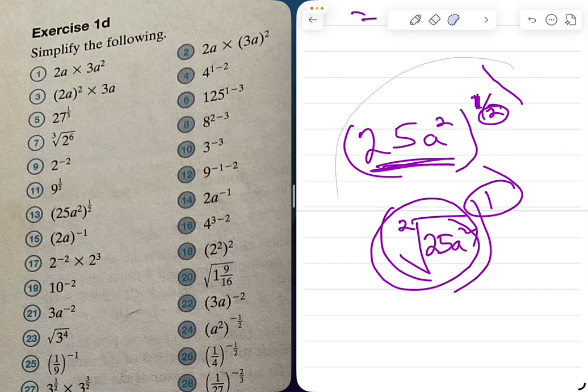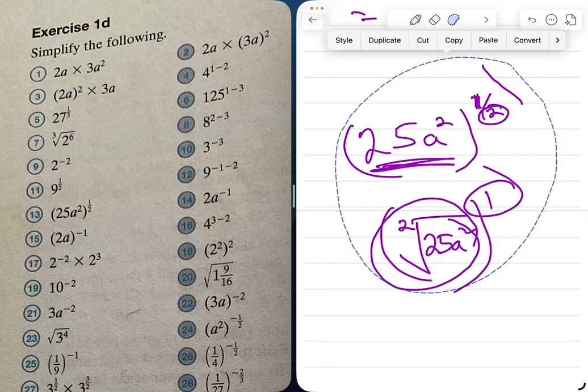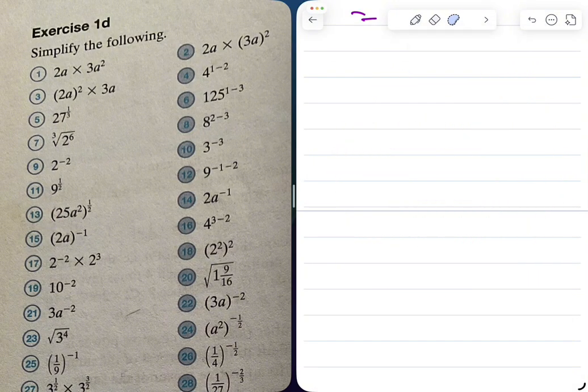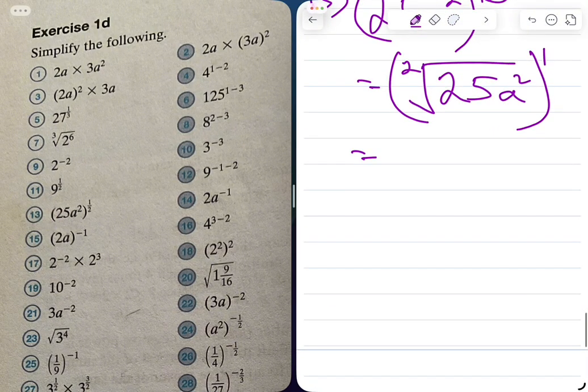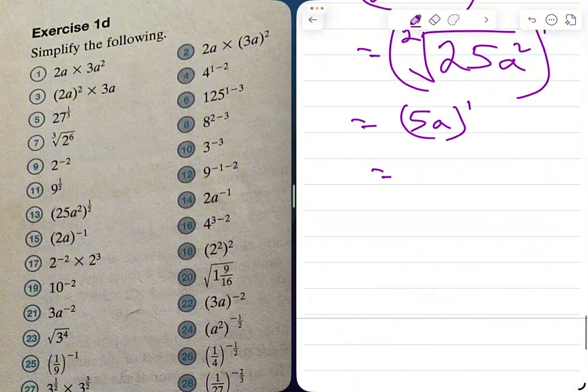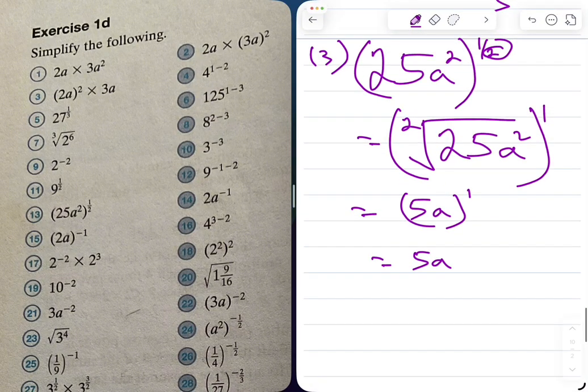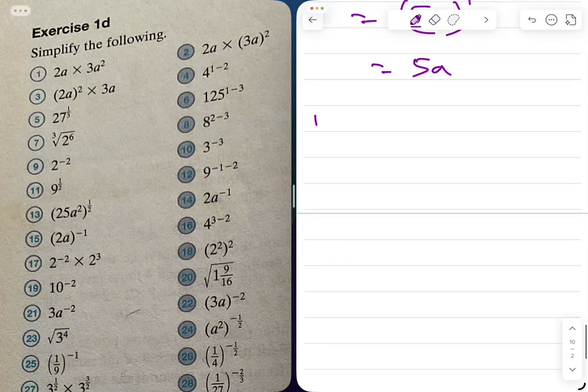So that's what we're going to do. Now, that means square root of 25a square raised to power 1. The square root of 25 is 5. The square root of a square is a. And the whole of that raised to power 1 simply means 5a. Now to the next, which is number 14.